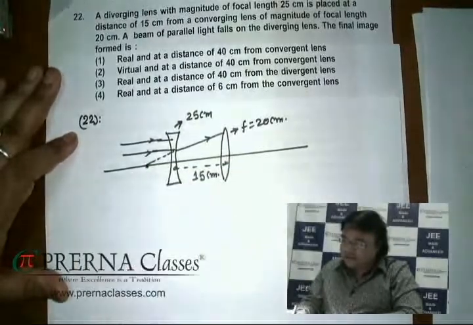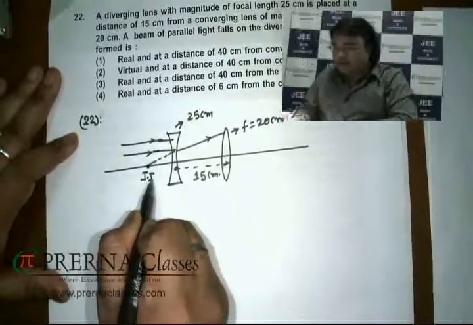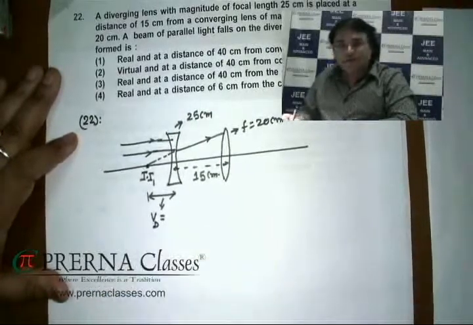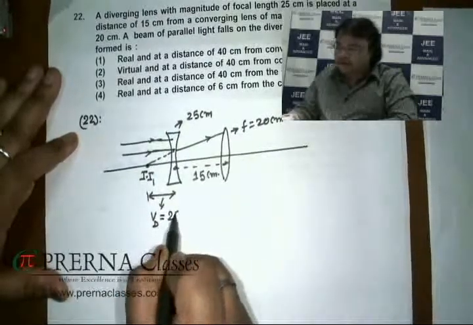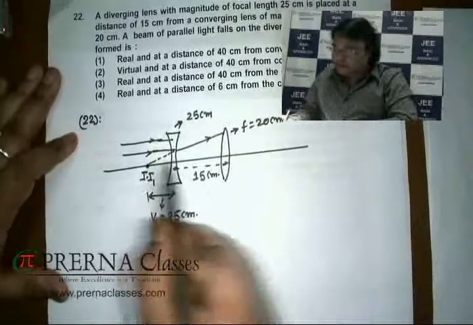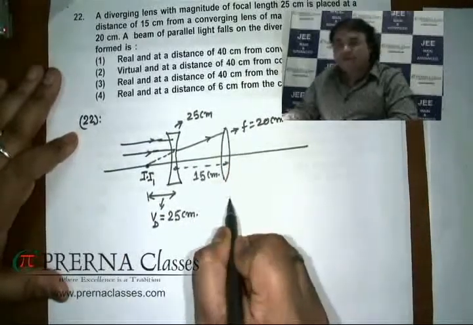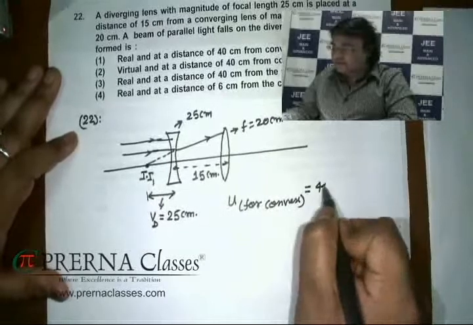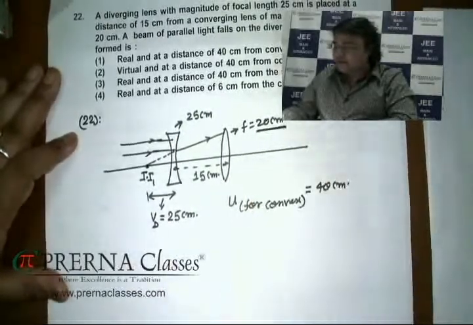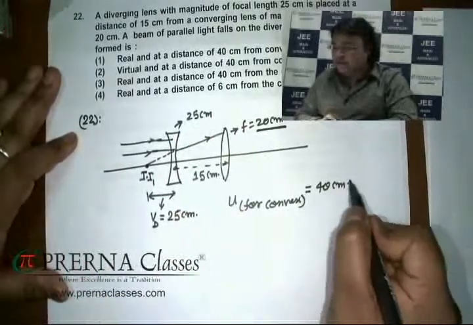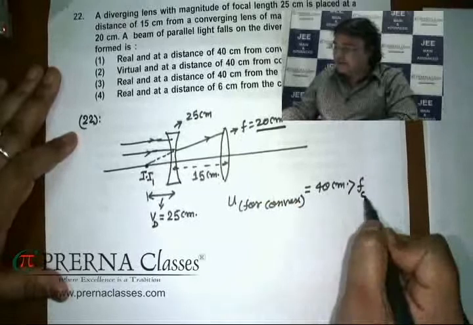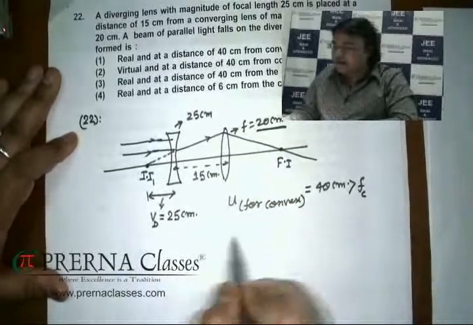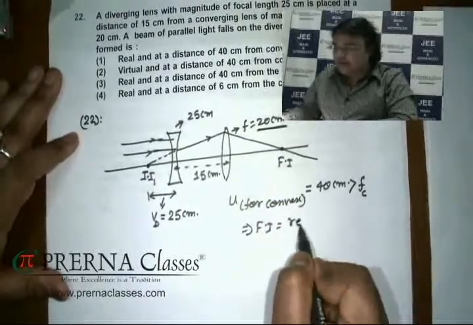So the image is formed by the diverging lens at this point. Since the rays are parallel, let us say that is the intermediate image. So the image distance by the diverging lens is equal to how much? Equal to the focal length. Now that image behaves as an object for the converging lens. So what could be the object distance for the convex lens? It will be equal to 40 cm, and its focal length is 20 cm. So the object distance is greater than the focal length of the converging lens. That means the image formed will be real. So at this point, the final image will be formed. That implies the final image is real.